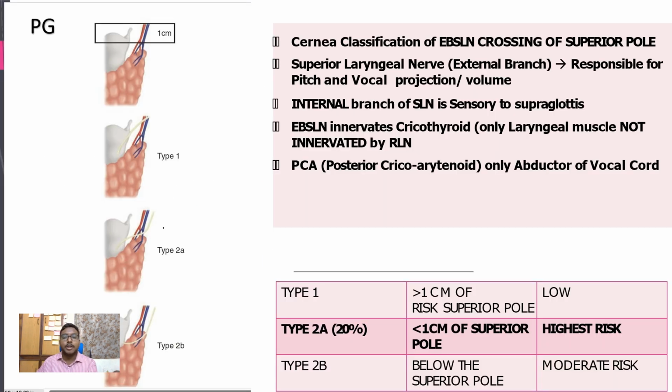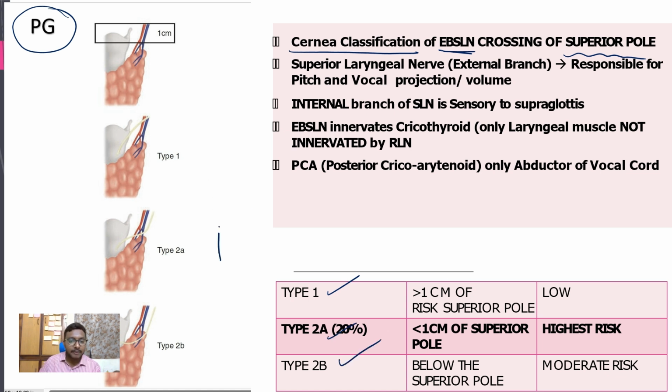Right? Next. Again, this is important for postgraduates. There is something called Cernea classification, very important. This is for the external branch of superior laryngeal nerve crossing the superior pole. So I told you we will see the nerves related to thyroidectomy and all. So EBSLN is very important to maintain the pitch of the voice. So we need to preserve EBSLN very carefully. Now the anatomical location of this external branch of superior laryngeal nerve comes under three types: type 1, type 2A, type 2B.